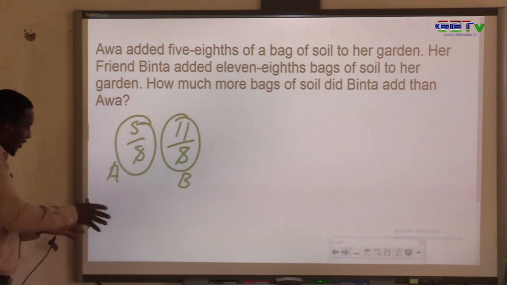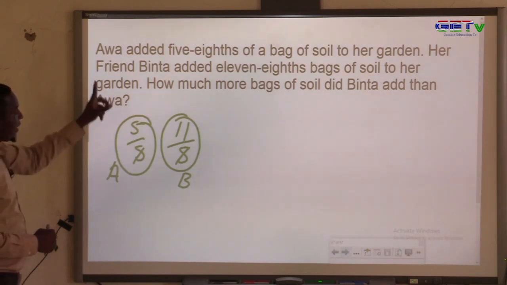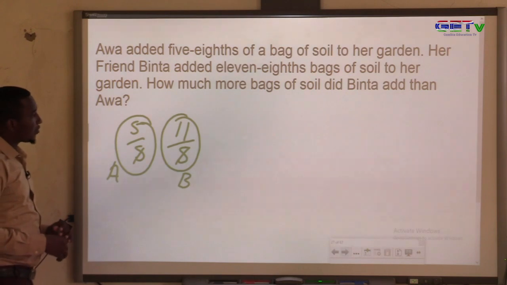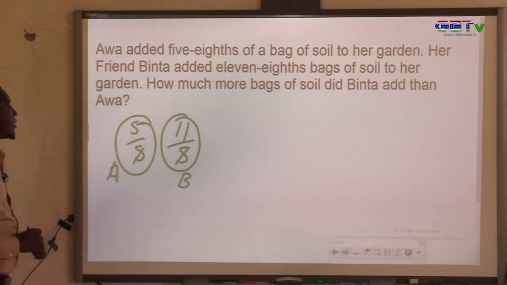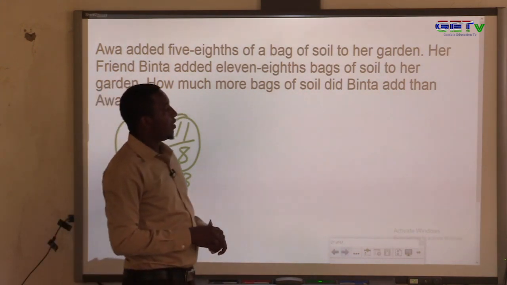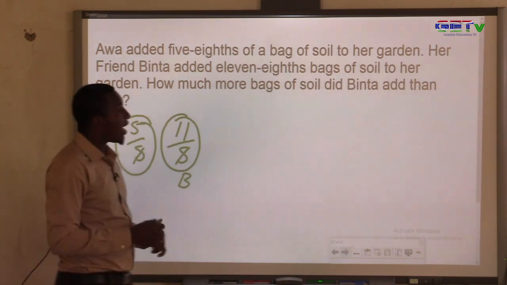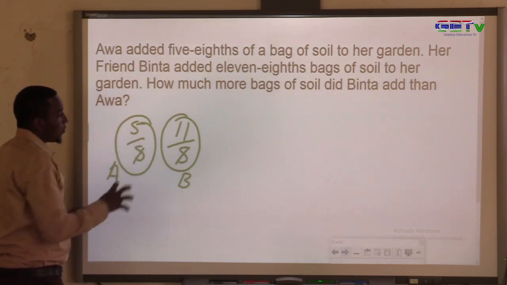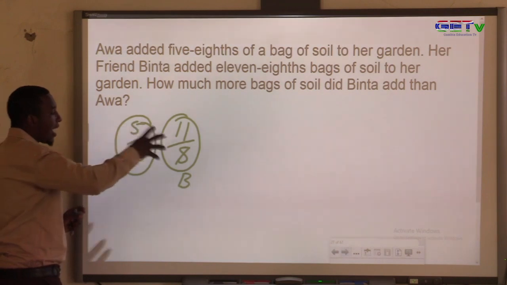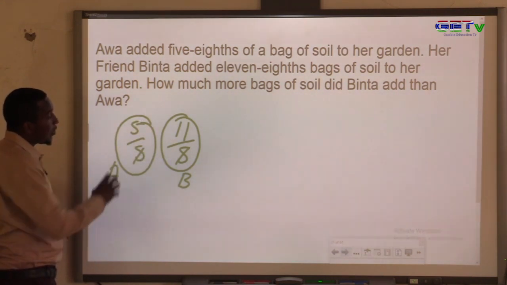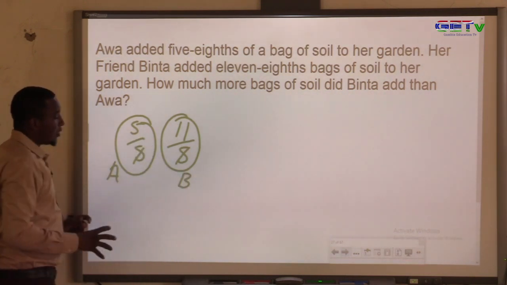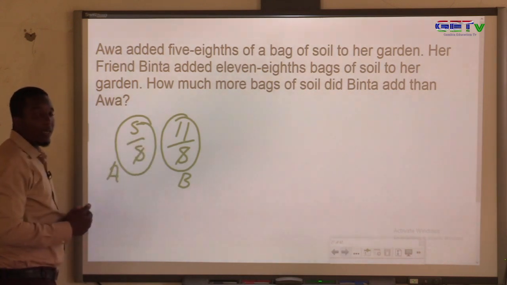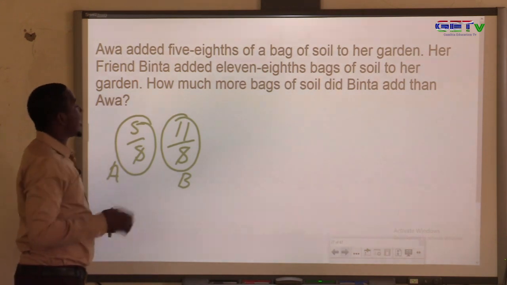So these two friends each added an amount of soil to the garden. Binta added 11/8 bags of soil, and Awa added 5/8 of a bag. The question reads, how much more bags of soil did Binta add than Awa? In a nutshell, what we want to know is what amount of soil Binta added more than Awa. So we are going to find the difference: the amount that Binta added minus the amount that Awa added. That will give us the amount that Binta added more than Awa.